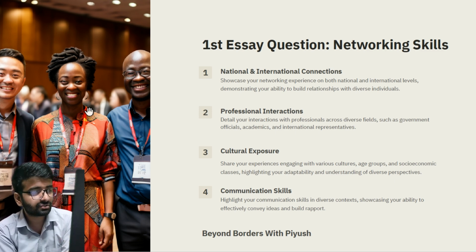Number three is cultural exposure. Basically, this means how you were able to interact with people from different backgrounds, people who came from different cultures, age groups, and socio-economic classes, and how you were able to accept and understand their culture as well. Number four is communication skills.